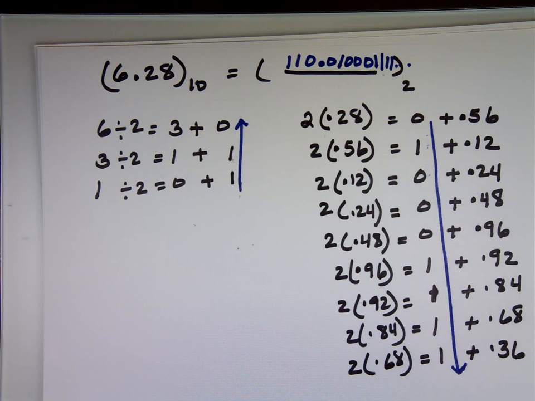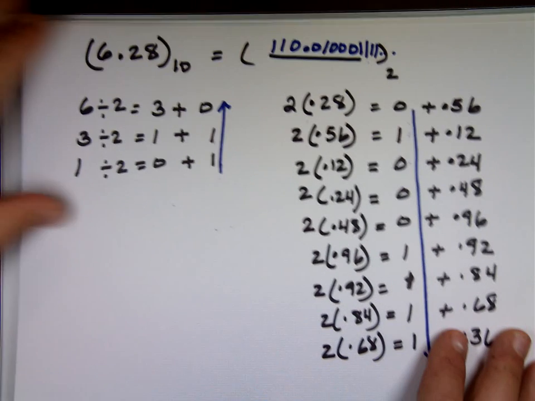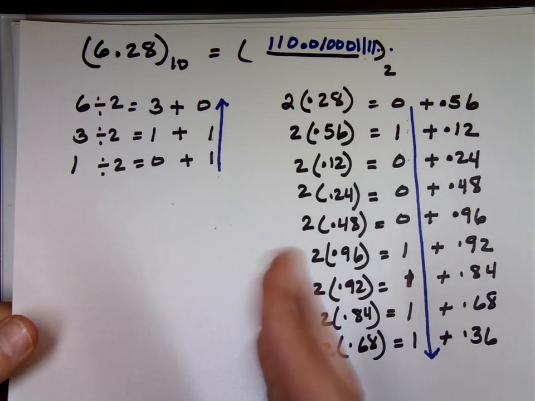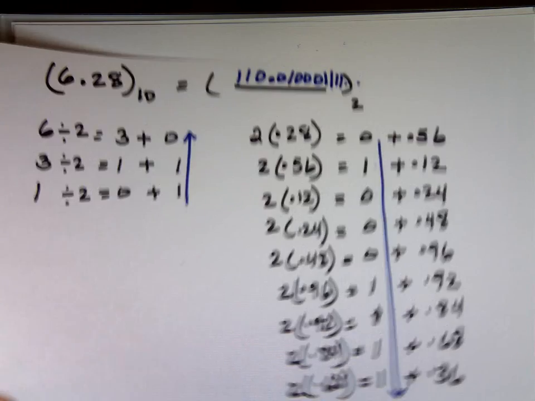Now, there are other codes people use, other number systems, especially if the government wants to make sure people are not copying stuff. They might use the octal, they might use the hexadecimal.